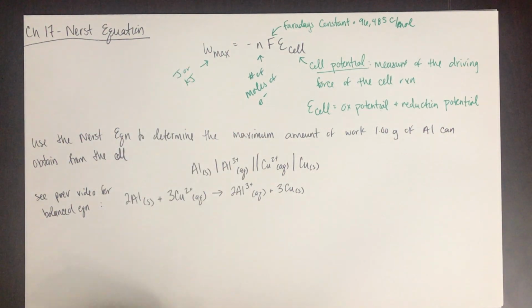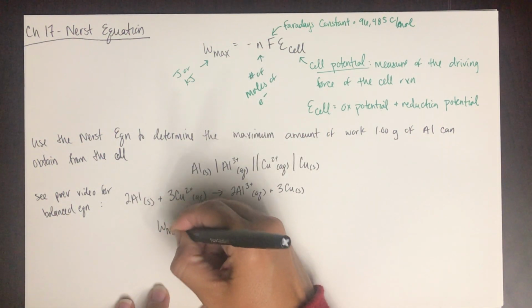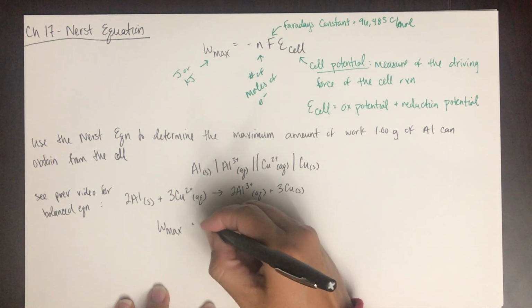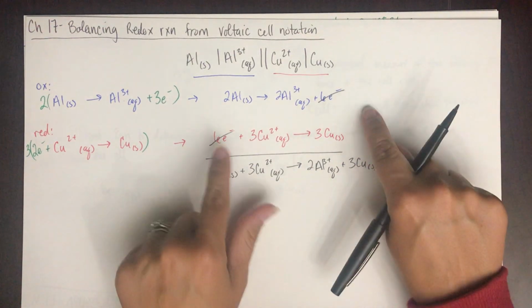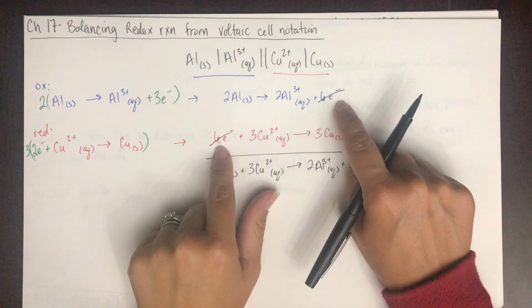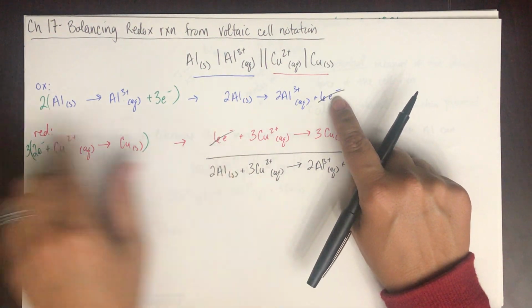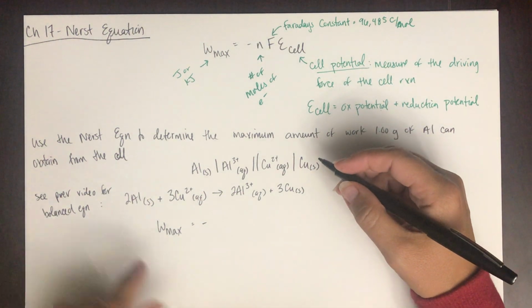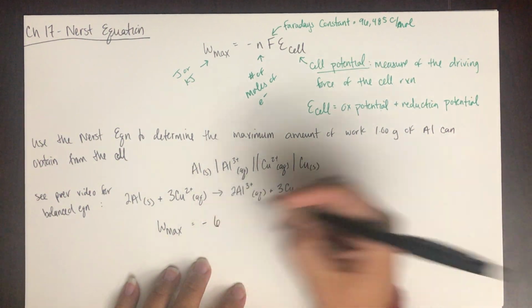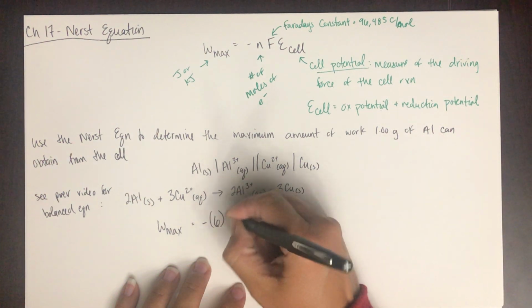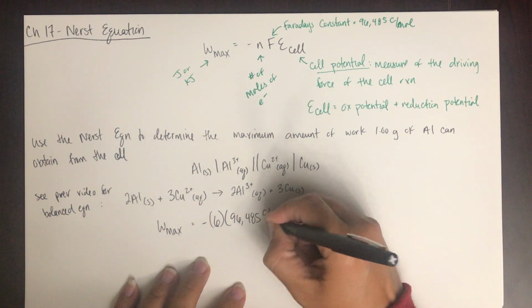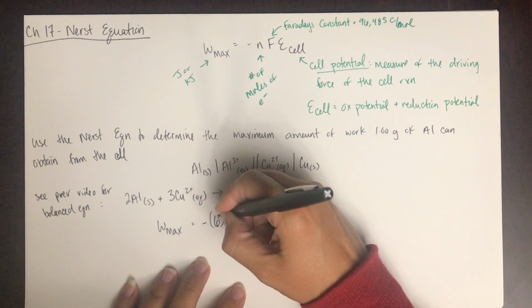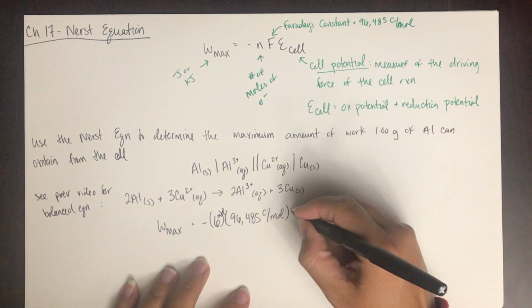Now let's use the Nernst equation to solve for the maximum amount of work. I'm going to say maximum amount of work equals negative n. What's n in this equation? It's the number of moles of electrons. You need to go back to your balanced equation and see how many moles of electrons were canceled. 6. So that means n equals 6. So 6 electrons times F, 96,485 coulombs per mole, 6 moles of electrons here, times E cell.